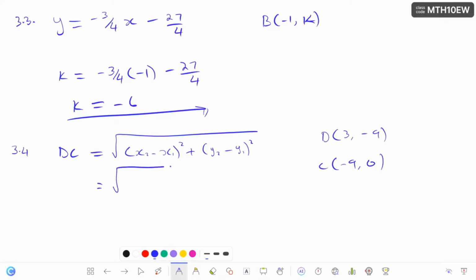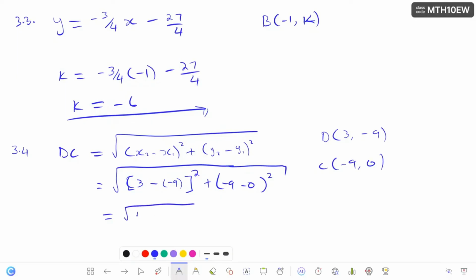So we are going to substitute here 3 minus -9. You must be careful with the sign, guys. Plus -9 minus 0, squared. So using our calculator, here I get 144 plus 81.